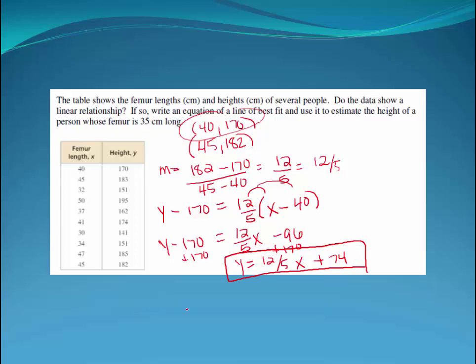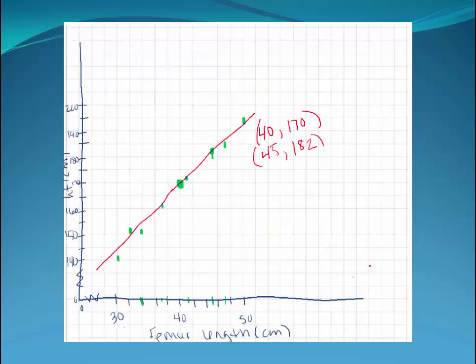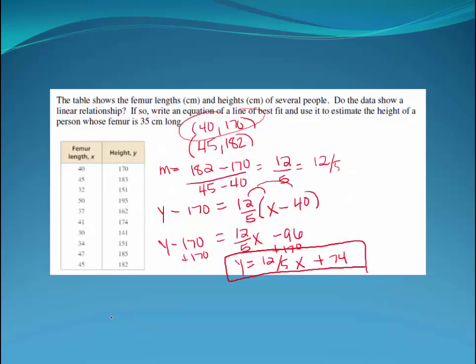Okay, so now we're going to use this equation. So this equation is supposed to model the trend here. Okay? So we're going to use this equation now to figure out, estimate the height of a person whose femur is 35. So which value do I plug 35 into? Remember, that's your femur. Do I have to plug that into the x or the y? That's why you always should keep track of what you label. Okay, that would be your x.